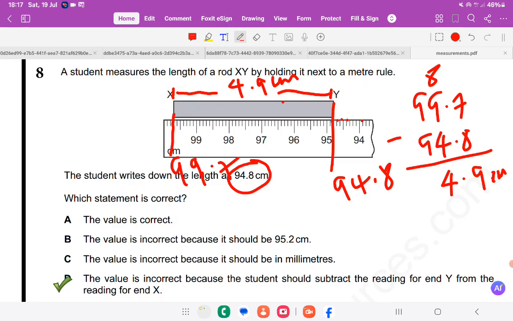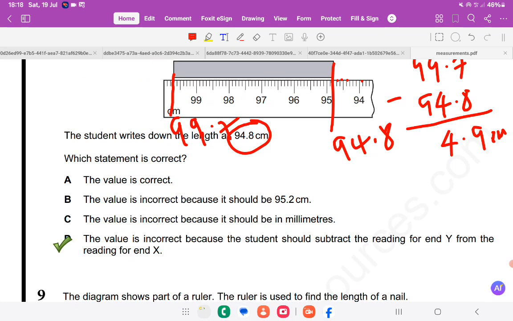Okay, so let's go through the options. A is saying the value is correct. No, it's not correct because we just found it is 4.9 centimeters. So it cannot be A. B says the value is incorrect because it should be 95.2. No, it's actually 4.9. It shouldn't be 95.2. So B is not the answer.